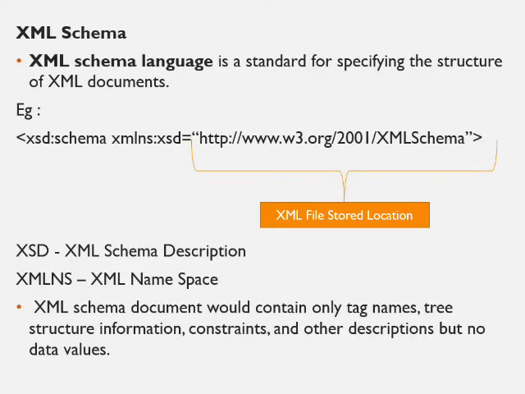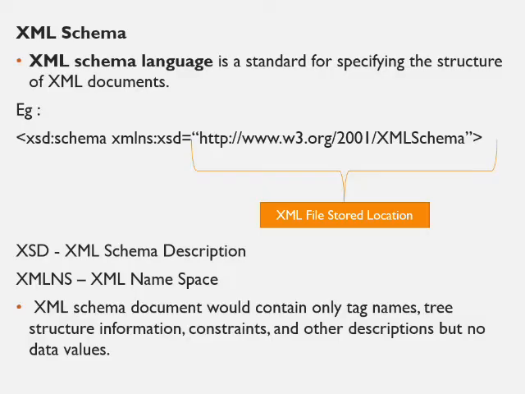The next one is XML schema. XML schema language is a standard for specifying the structure of the XML document. It uses the same syntax rules as a regular XML document, so that the same processor can be used on both. An XML schema document contains only tag names, tree structure information, constraints and other descriptions, but no values.